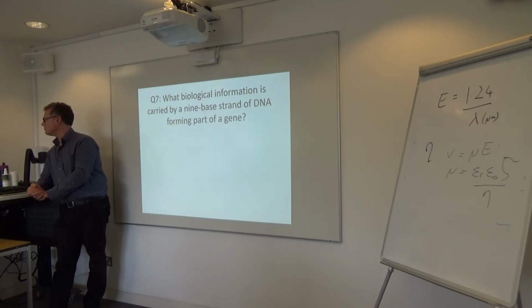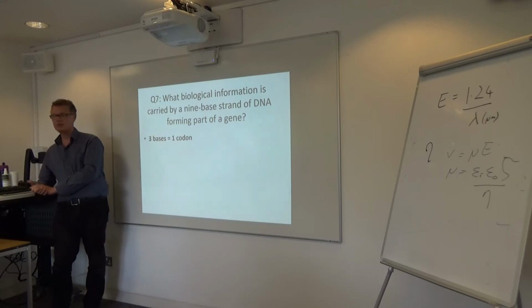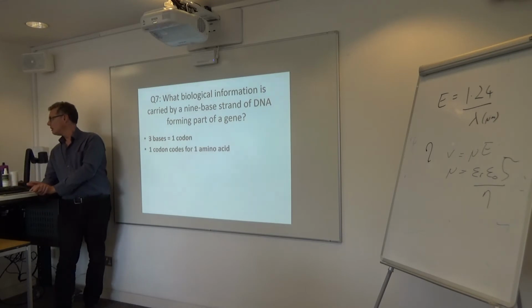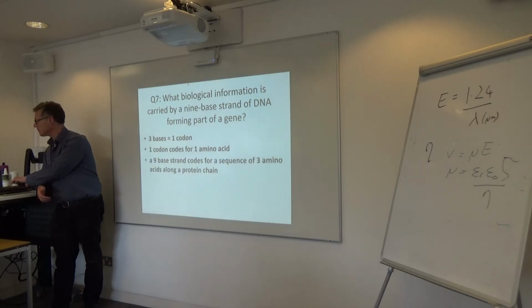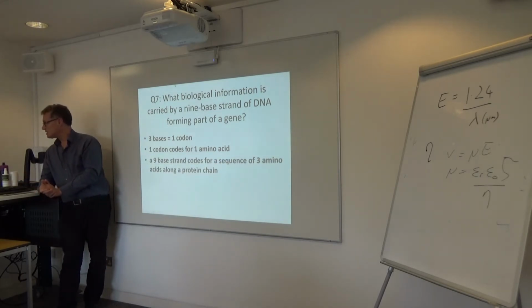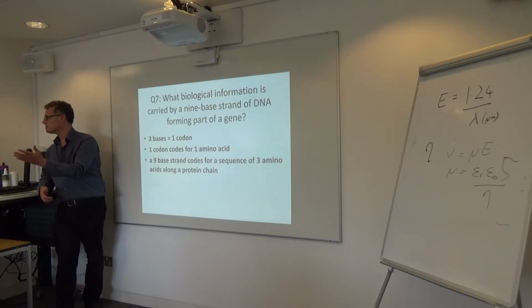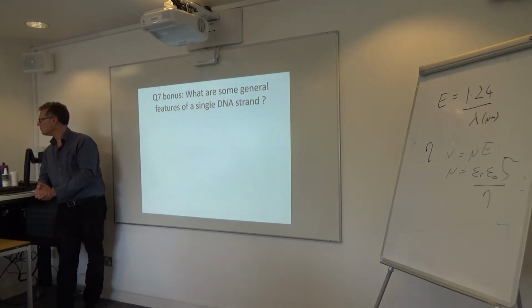What about the biological information is carried by a 9-base strand? Again, I think we've had this one, haven't we? Or something similar. So knowing that 3 bases is 1 codon, and that they can then be used to code for an amino acid, and that a 9-base strand codes for a sequence of 3 amino acids of the protein chain. So if you look at the diagrams at the back, you can reiterate what you're seeing on the diagrams. And for a bonus question, some general features of DNA.